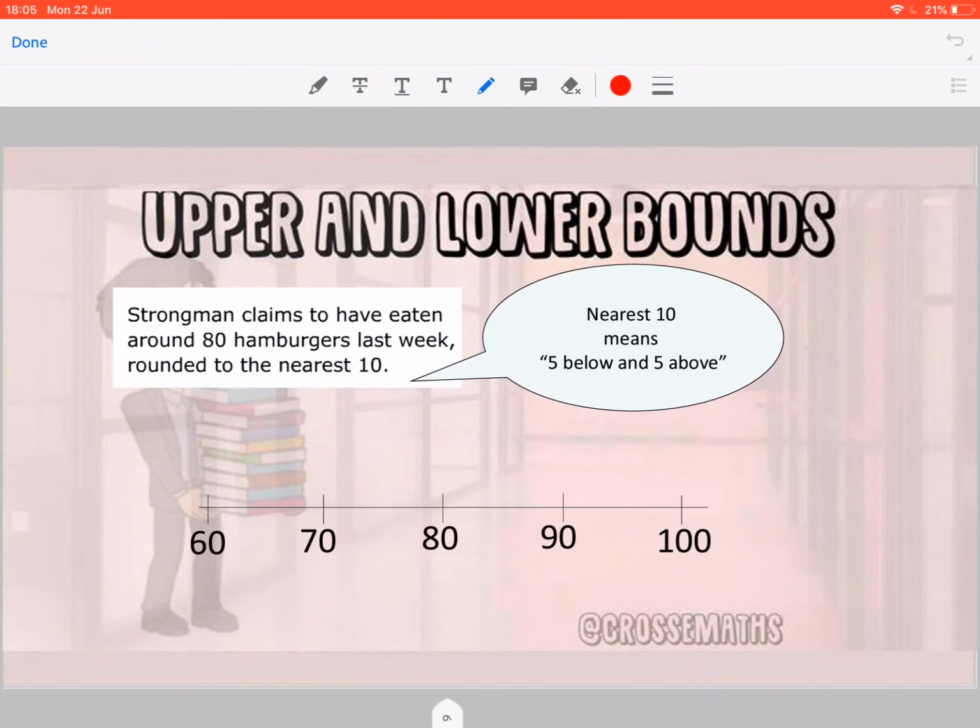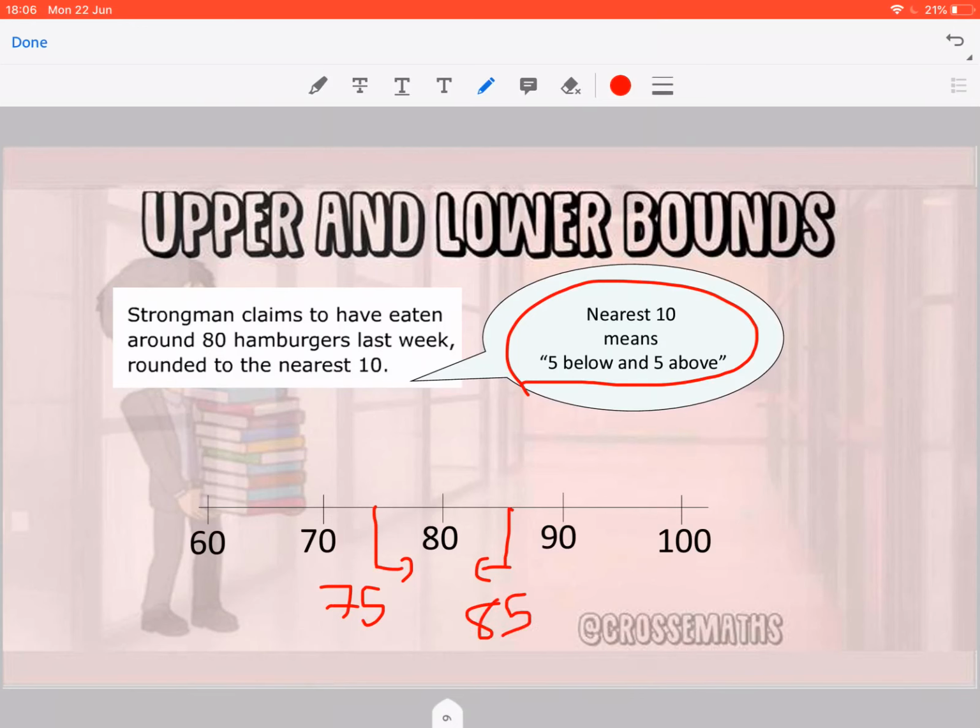So, Strongman claims to have eaten around 80 hamburgers last week. This is rounded to the nearest 10. Nearest 10 also means, and this is super important, and it may be worth writing it down, 5 above and 5 below. So if he's eaten 80, it could be anywhere down to 75, or anywhere up to 85. So it could be anywhere in between those two red lines.